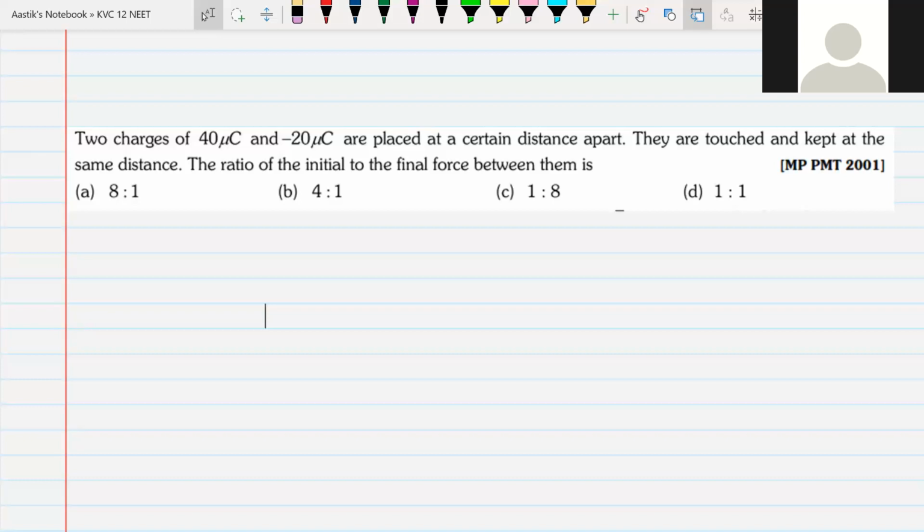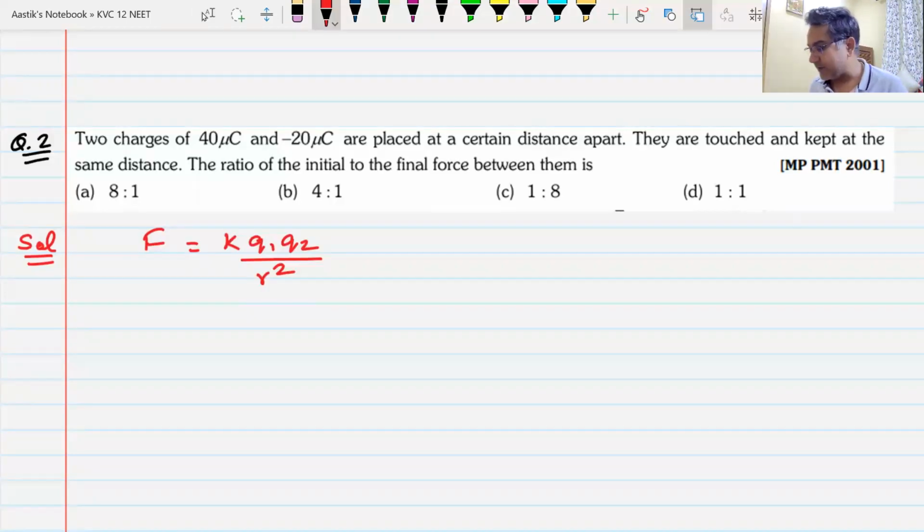How did you get the answer 8:1? Now remember, they are placed at the same distance. How are we supposed to solve this question? Let me first name this question number 2, and then let me write the solution. The force acting on these two is equal to K times Q1 Q2 divided by R square.